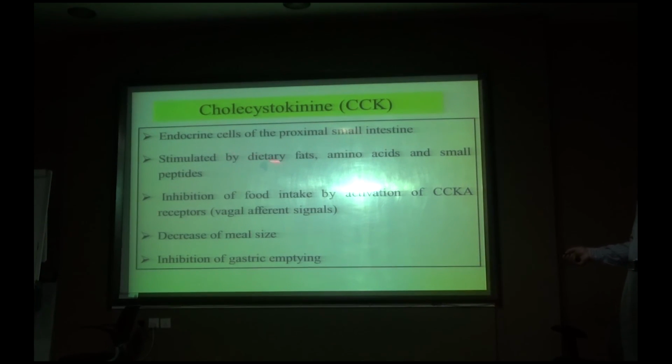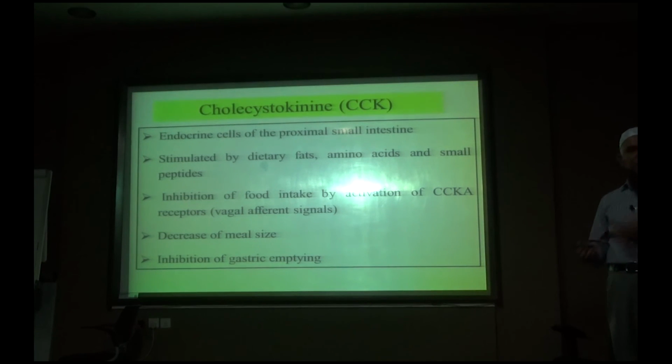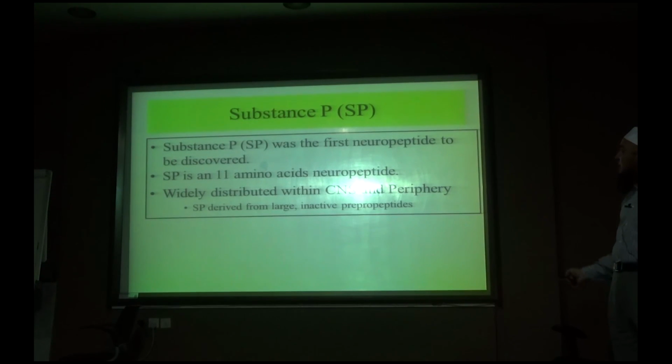Cholecystokinin comes from the small intestine, stimulated by dietary fats, amino acids and small peptides, and inhibits the food intake by activation of the CCK. When food enters the stomach, cholecystokinin comes and stops the food intake and blocks the pylorus, so the food will not come into the intestine wall.